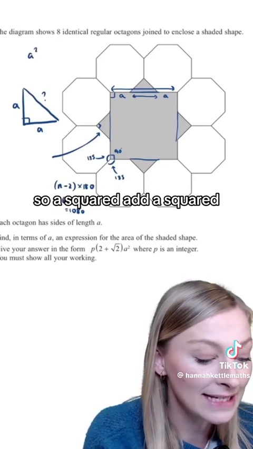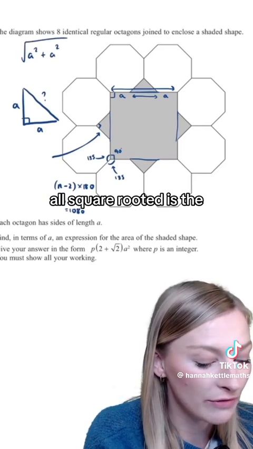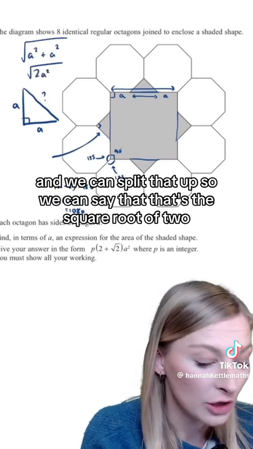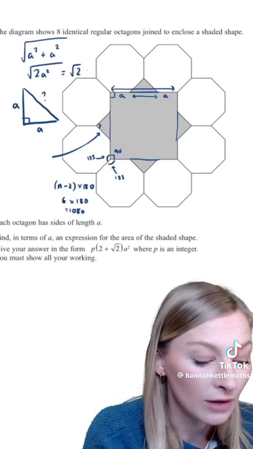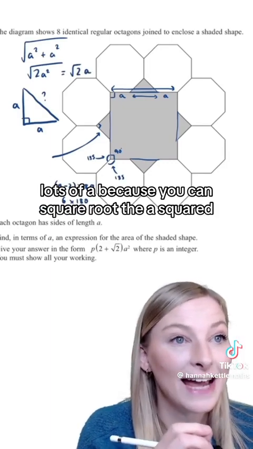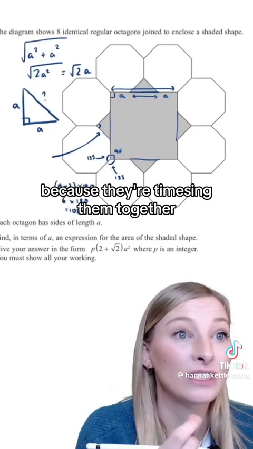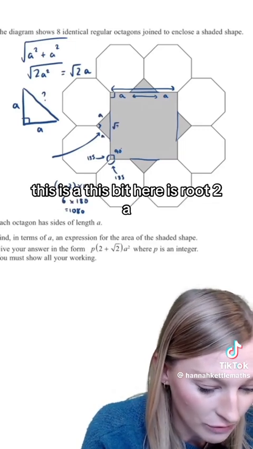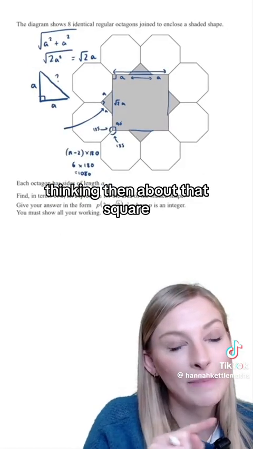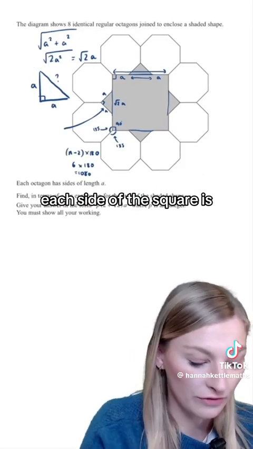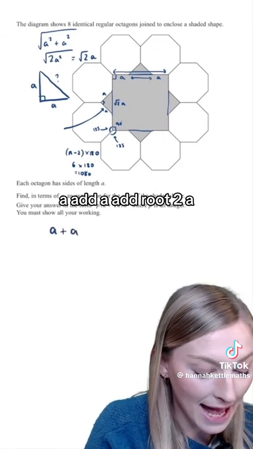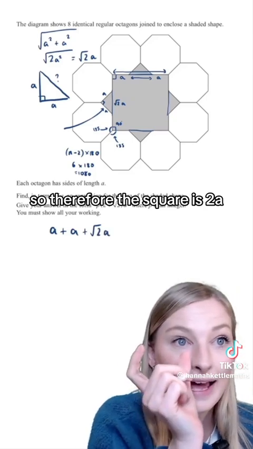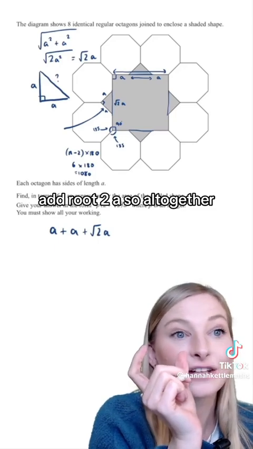So a² add a², all square rooted, is the square root of 2a². And we can split that up. So we can say that's the square root of 2 lots of a, because you can square root the a² and you can square root the 2 separately because they're multiplied together. So I now know that this is a, and this bit here is √2a. Thinking then about that square, each side of the square is a add √2a. So therefore the square is 2a add √2a.